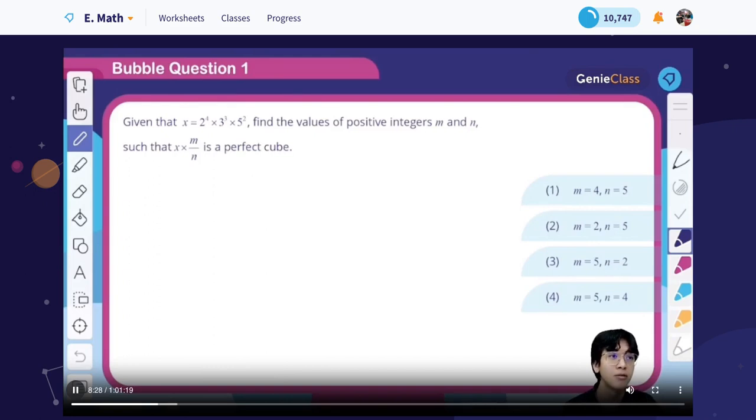First Bible question of the day, really quick, 1.5 minutes. We want to find out the value of m and n such that x times m over n is a perfect cube. Your time of 1.5 minutes starts now.